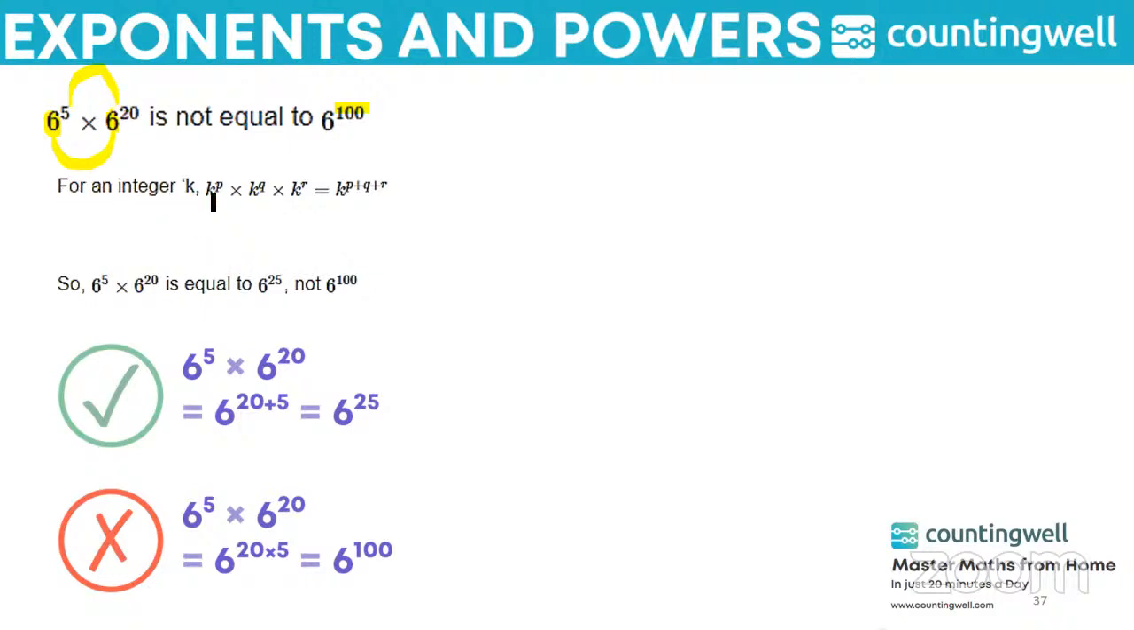So for any integer k, k raised to p into k raised to q into k raised to r is k raised to p plus q plus r. This means no matter how many numbers having the same base are multiplied, you always have to add their exponents, taking the base as it is. So 6 raised to 5 into 6 raised to 20 is equal to 6 raised to 25, not 6 raised to 100. Here a student has done 5 into 20, that is 100, which is wrong. You have to do 5 plus 20, even if you have the multiplication sign here.